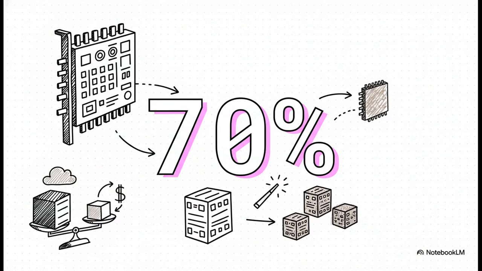But wait, here's a little magic trick. Before you go and spend a fortune, you need to know about a technique called 4-bit quantization. It can shrink a model's memory footprint by up to 70%. I'm not kidding. This means a massive 70 billion parameter model that would normally need over 140 gigs of VRAM can suddenly fit comfortably in just 43 gigs. This one technique completely changes the whole cost-performance equation.